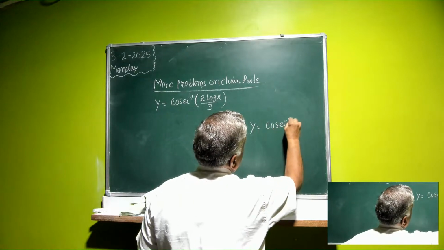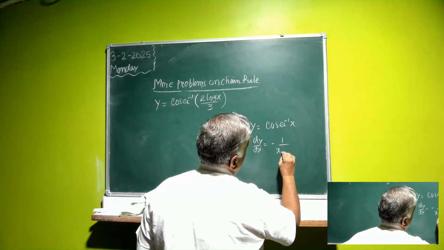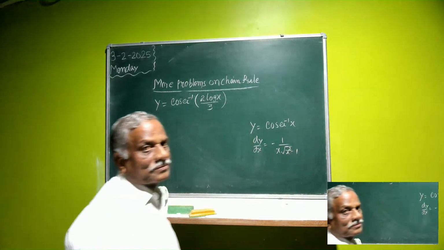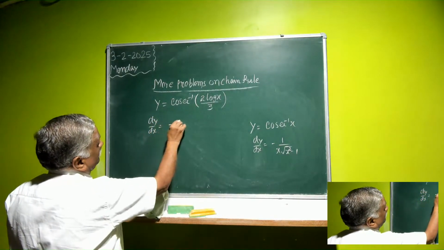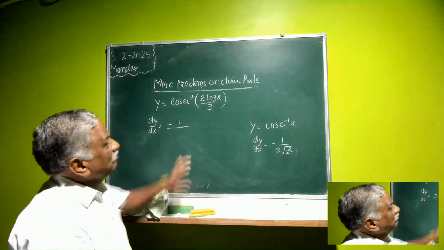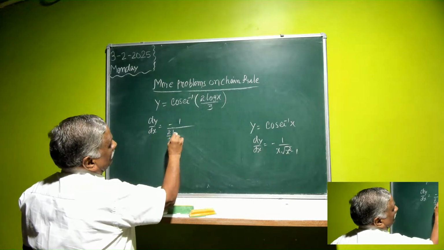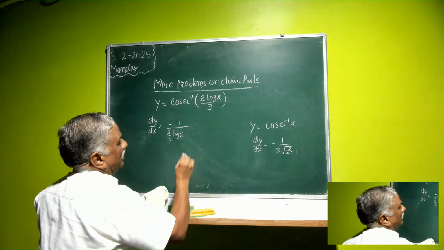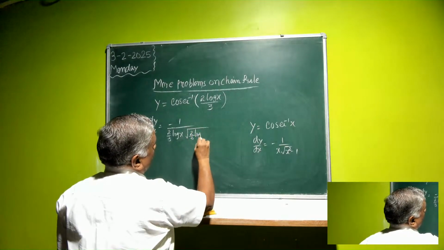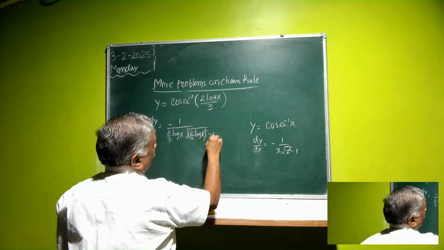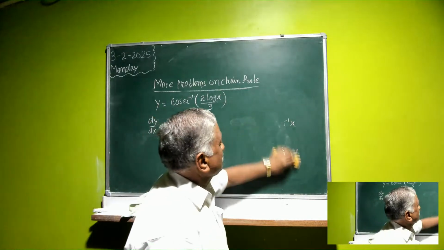What is the derivative of cosecant inverse x? dy by dx equals minus 1 over x into root of x square minus 1. So here dy by dx is equal to minus 1 over, in place of x you have got this, so write that 2 by 3 log x into root of 2 by 3 log x whole square minus 1. You have just differentiated cosecant inverse x.